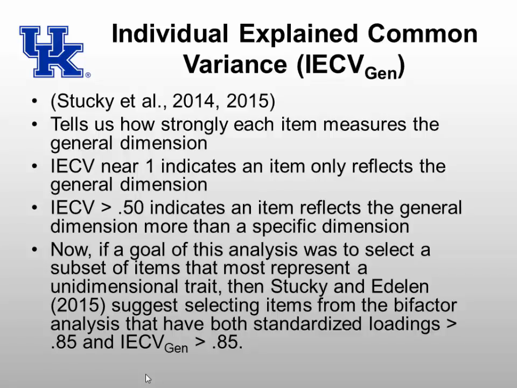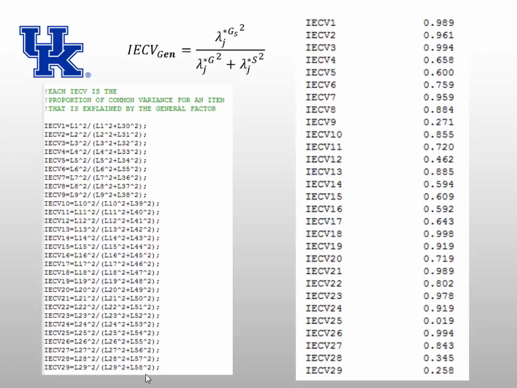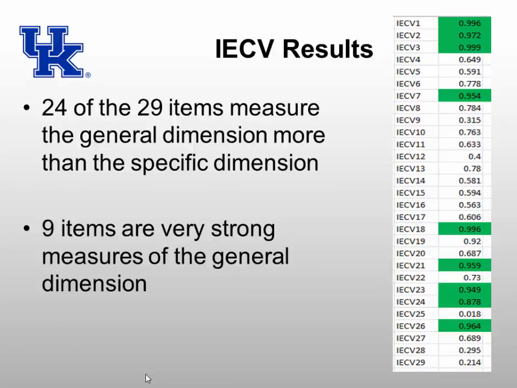And if you want to look at a set of items and try and reduce them down into a short form, sometimes you can use IECVs above 0.85 to do this, though it can be tricky business, as we've seen in some examples. So here's the stuff we don't have time to look at. Here are the results. What did we find? 24 of the 29 items measured the general dimension more than the specific dimension. Their IECVs were above that 0.50 mark. And in fact, 9 items are very strong, those green ones, very strong measures of the general dimension. They're above 0.85. And we actually used these 9 items for the short form that we developed of the ISMI.